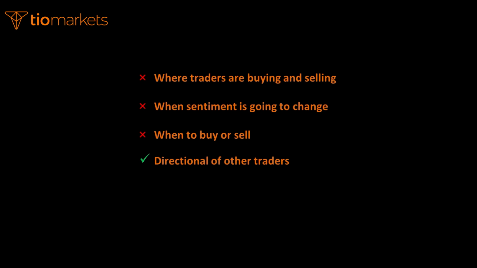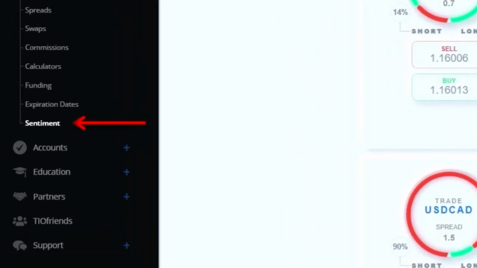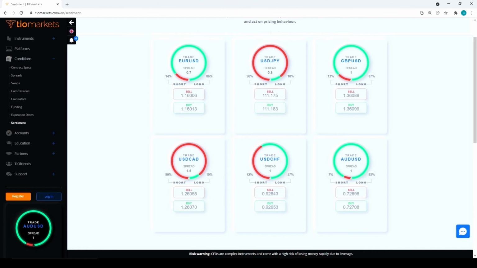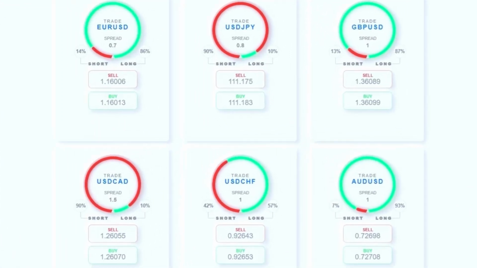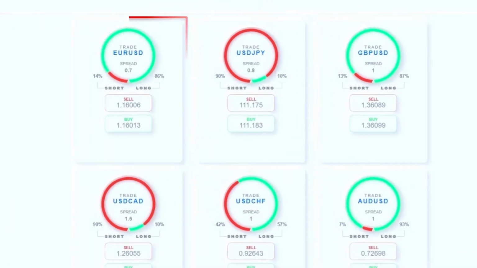Let's look at an example. I am on the client sentiment indicators page on TIOmarkets website and looking at the 6 major currency pairs. The common denominator among all these pairs is the US dollar, and I can see that the market is generally bearish USD, meaning that most market participants are buying foreign currency and selling the US dollar.